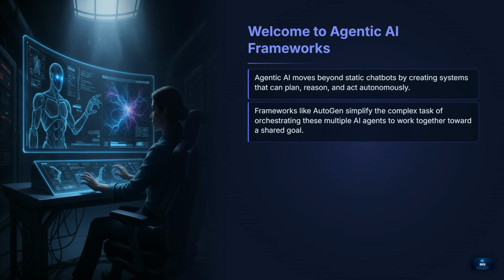Instead of just asking a question and getting a simple answer, imagine AI agents that can actually perform complex tasks for you. These frameworks allow us to create teams of AI agents that plan, communicate, and solve problems together, making automation much more powerful and efficient.